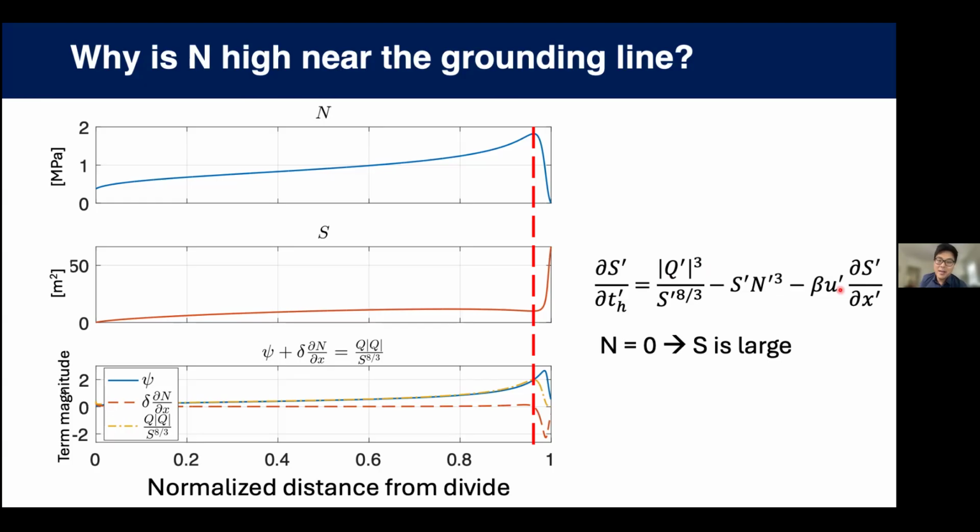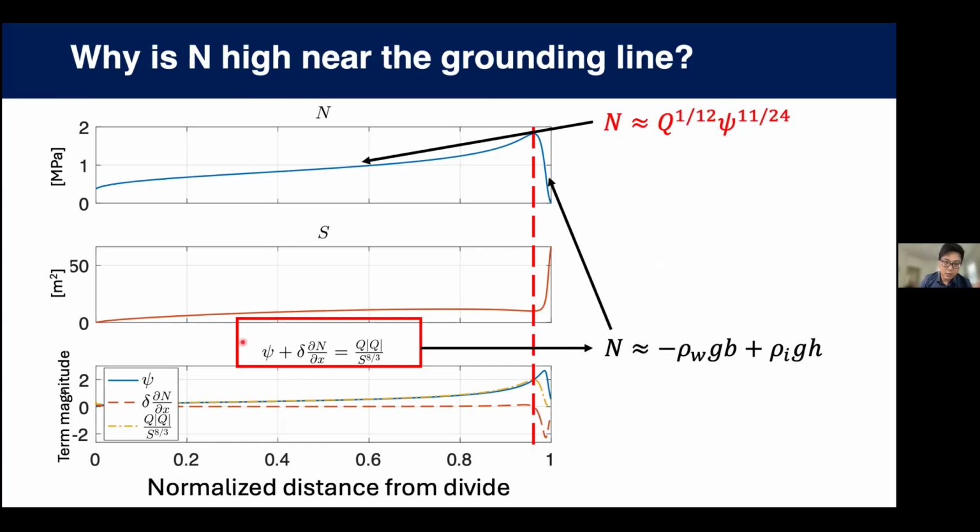We can also think about it as the effective pressure being 0 would imply that the water pressures at the grounding line need to be high to match the ice overburden, and that these higher pressures would promote channel growth. And that is that circular relationship with the effective pressure.